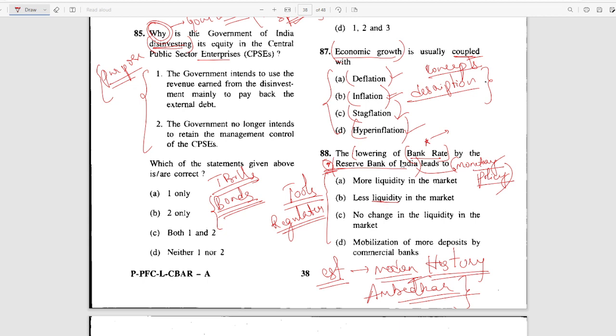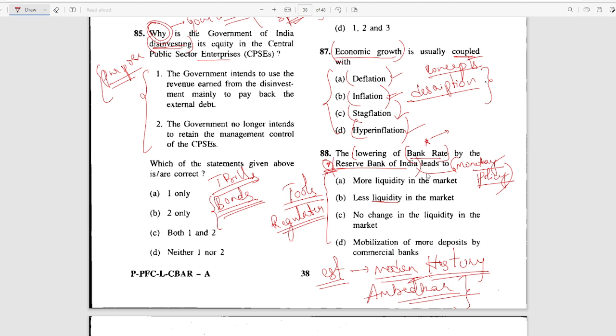So everything is given. You just have to read the basic things here. So you have to read about monetary policy. You have to read about RBI, basics of RBI, the tools available to RBI, the bank rates, the repo rates, MSF, LAF, all these things that you have to read.